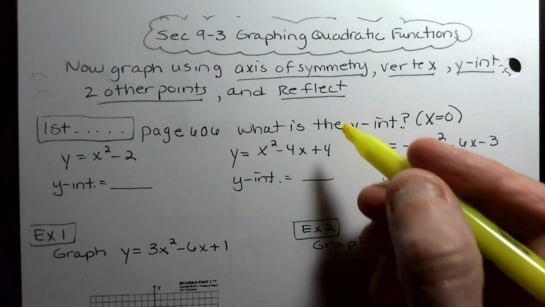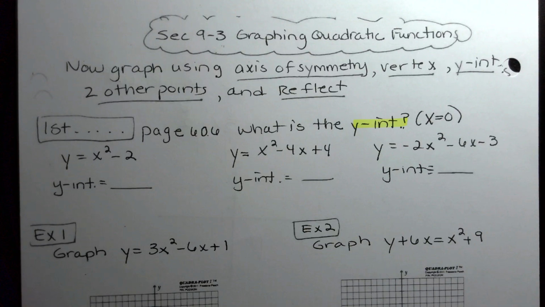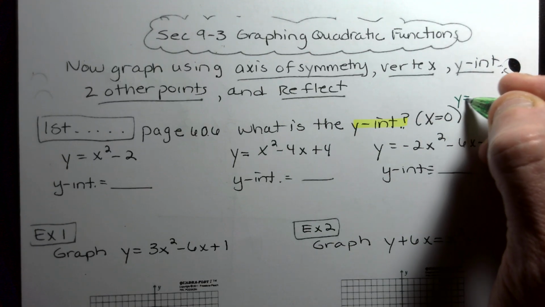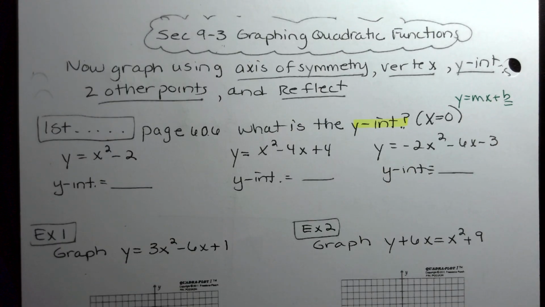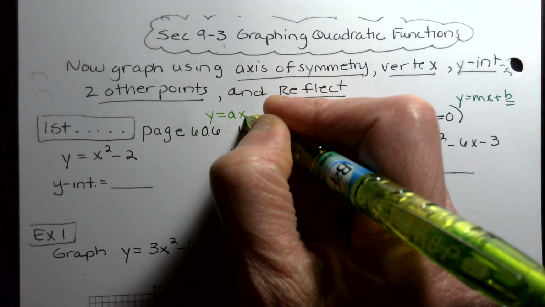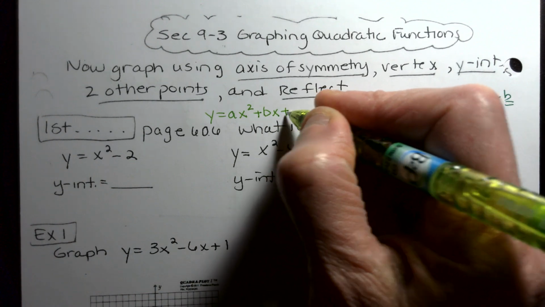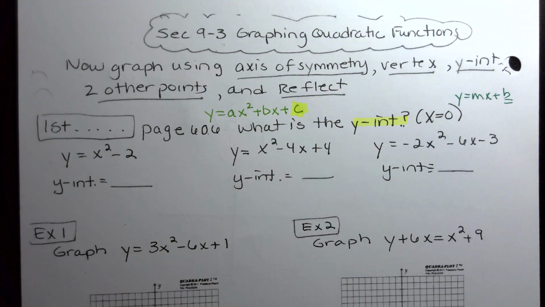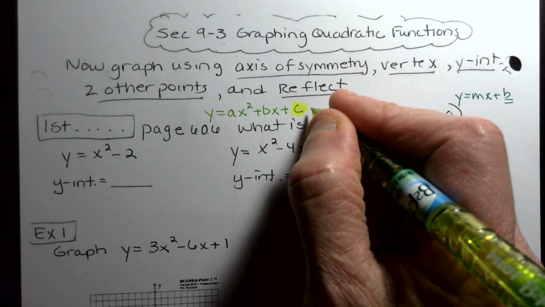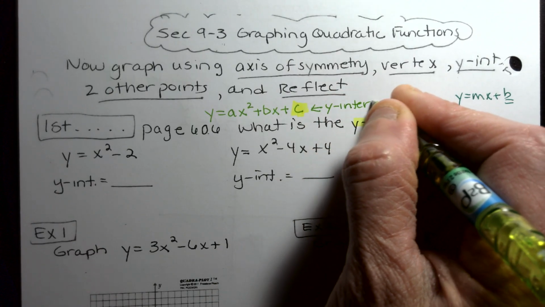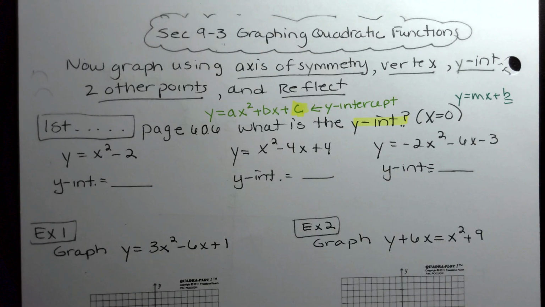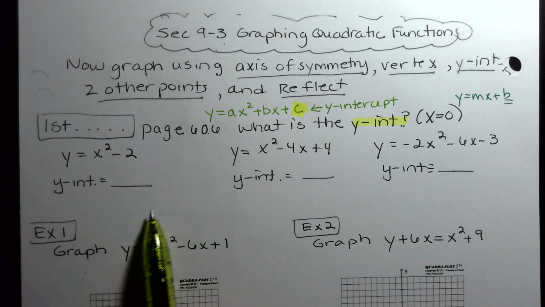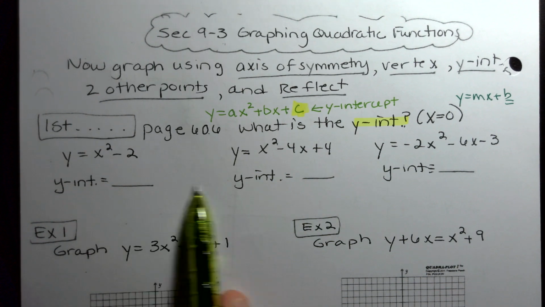What is the y-intercept? You just did that on the other side. The y-intercept, when we had a line, y equals mx plus b, it was the number that was all by itself. Guess what? When you have y equals ax squared plus bx plus c, guess what the y-intercept is? The c, the number that's all by itself. That is the y-intercept. Okay, because it's basically saying that x is 0. Right? If it's on the y-axis, that means that x is 0. It's right in the middle.